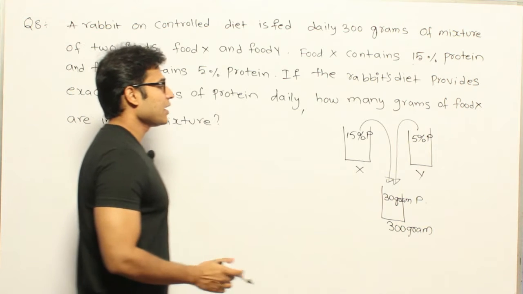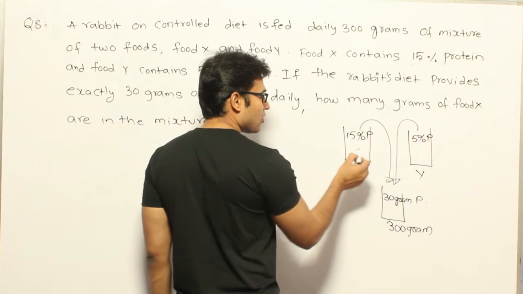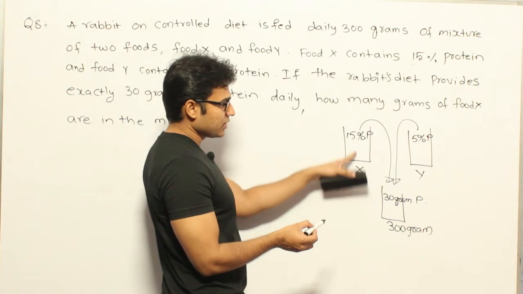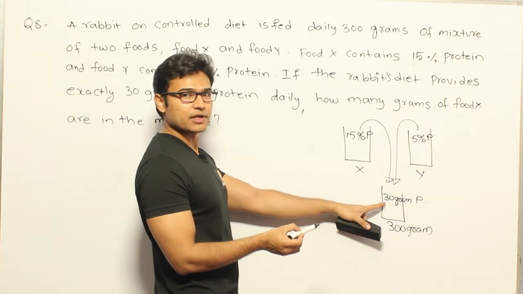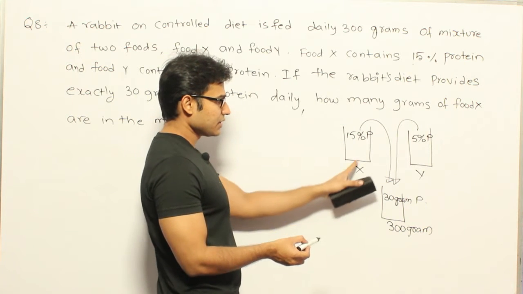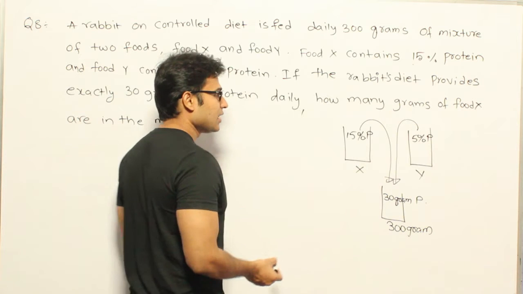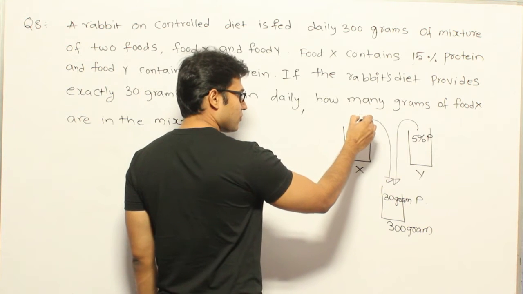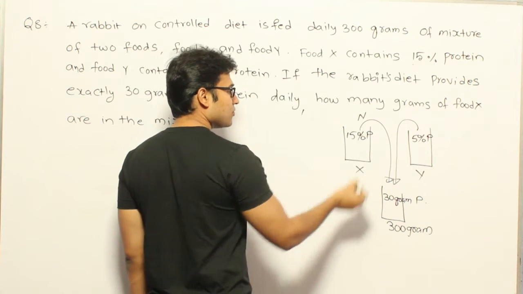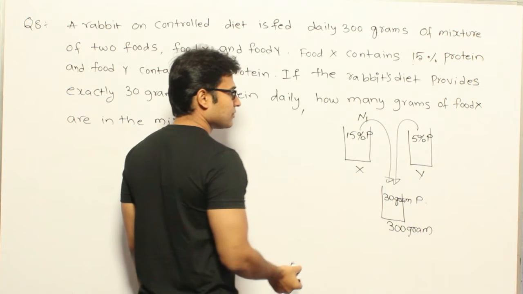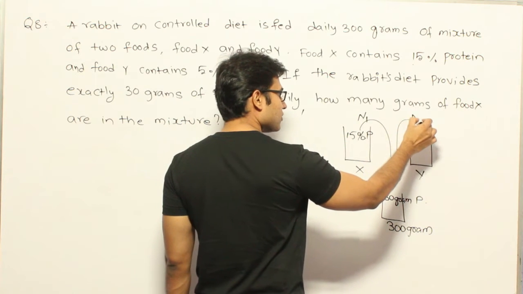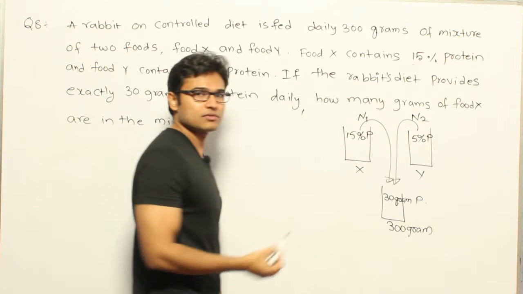Got it? Now they are asking what is the weight of the food X taken into this final mixture. Okay, so what is the weight of this food X taken into this final mixture? That is what is asked. Now let us assume that the weight of food X taken into the final mixture is N1 grams and the weight of food Y taken into the final one is N2 grams.